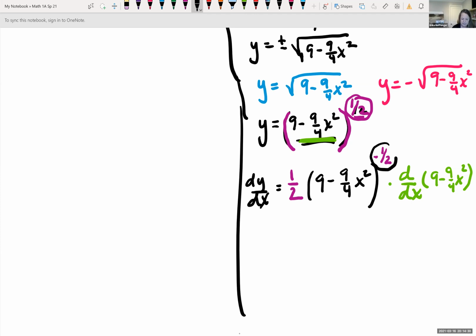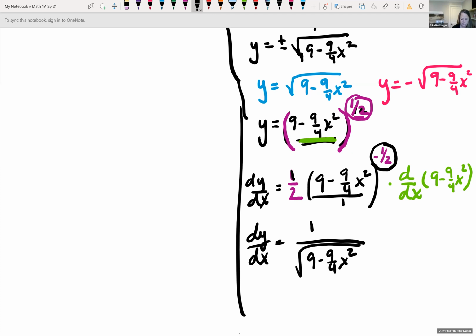So let's rewrite this. The -1/2 power, we can bring that down to the denominator to make that a positive exponent. So we have dy/dx is equal to 1 all over, bringing this down, 9 minus 9 fourths x squared to the +1/2, but I'm going to rewrite that as my radical, times the derivative of the inside. Well, the derivative of our constant 9 is just 0, minus, so -1, times 9 fourths, times the derivative of x squared. So bring our power down front, times 2, x, subtract 1 from our power. So that's just a 1.